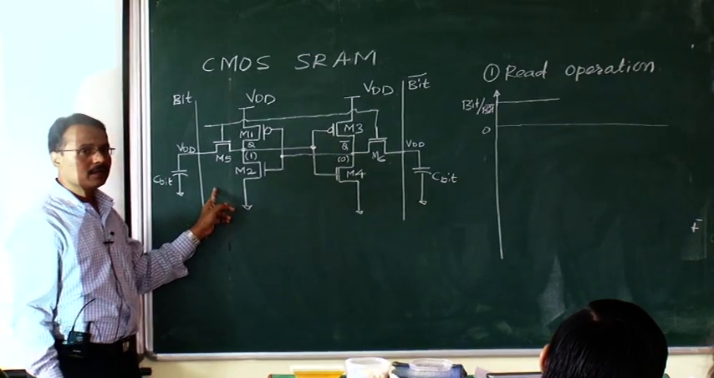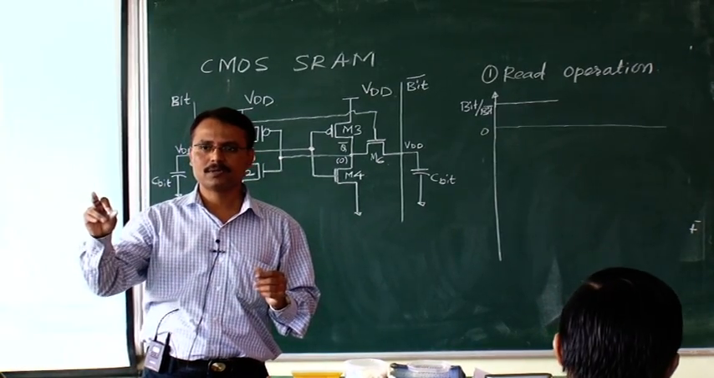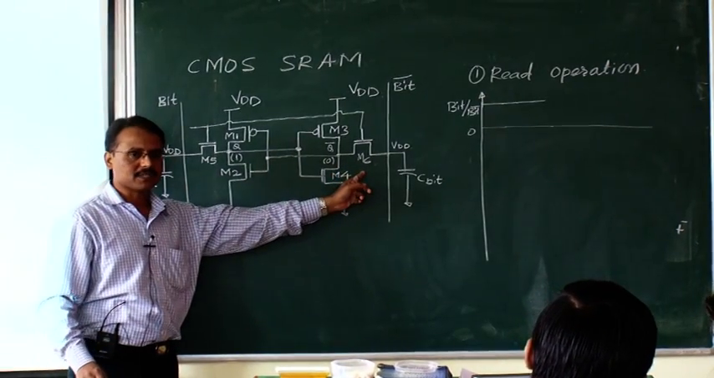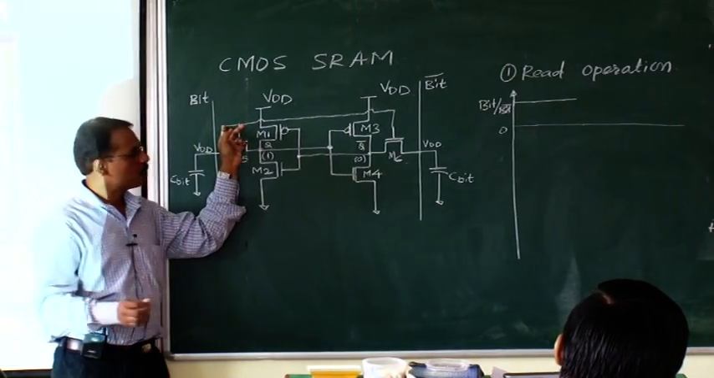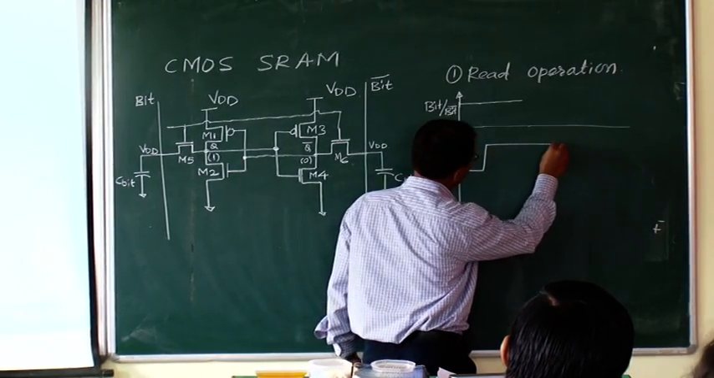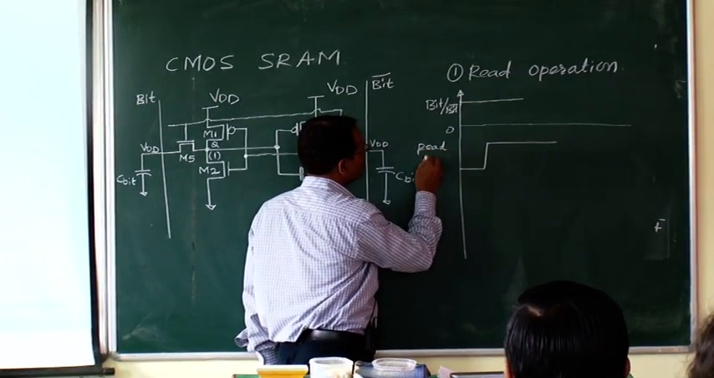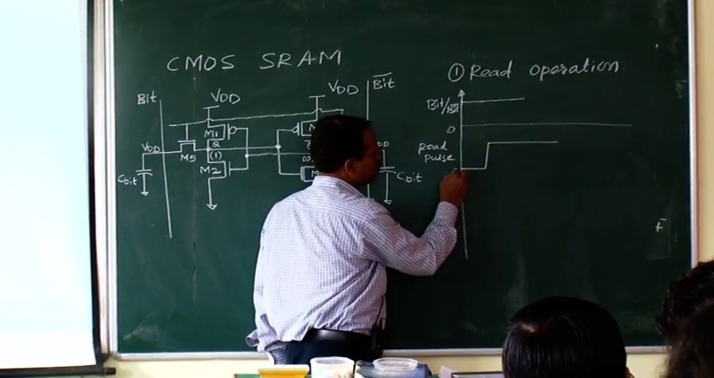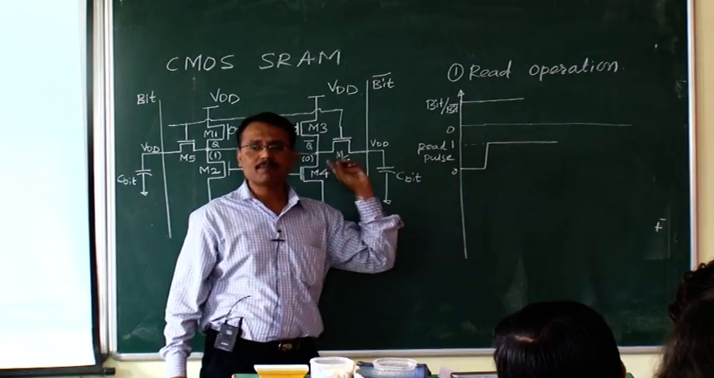So you apply read pulse, because suppose you want to read something, what you have to do? You have to apply read pulse, yes or no? Read pulse is applied to access transistors M5 and M6. Means here I am applying read pulse. Pulse means what? You have to make it high. This is read pulse, and this pulse is applied. This is suppose 0 and this is logic 1. This pulse is applied to gate of M5 and M6.